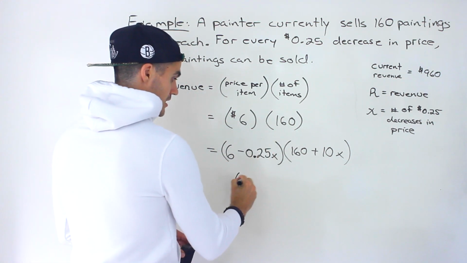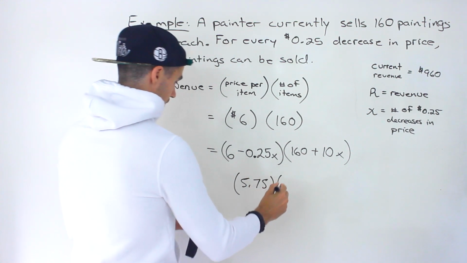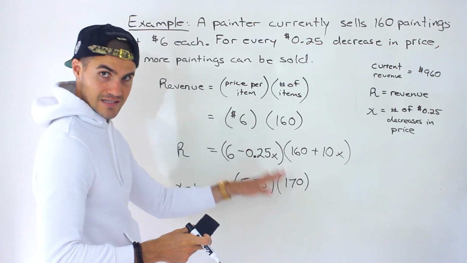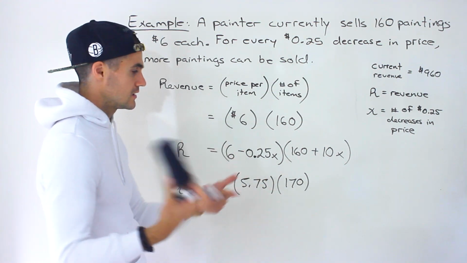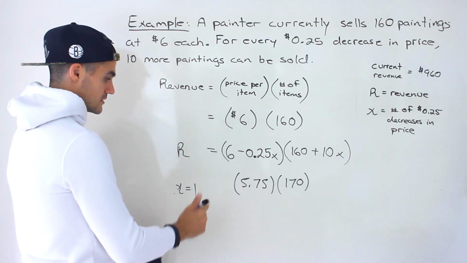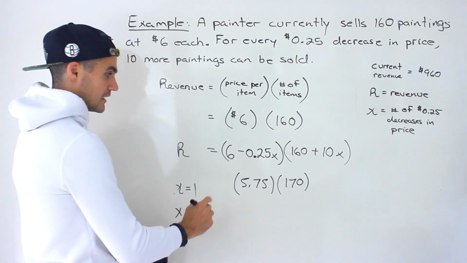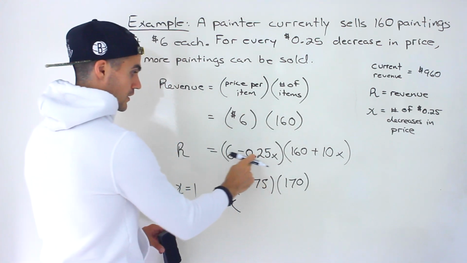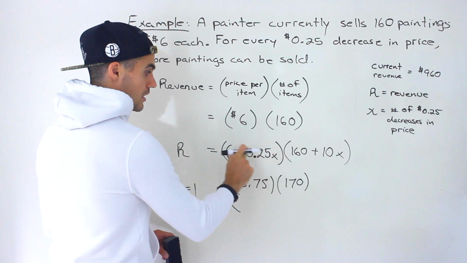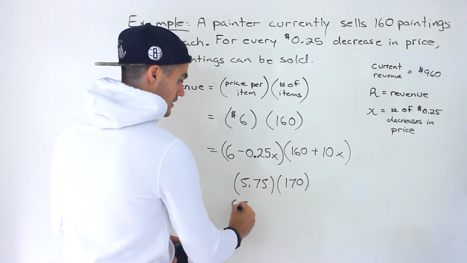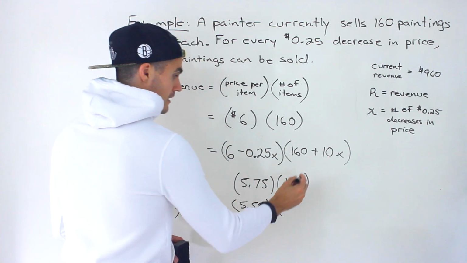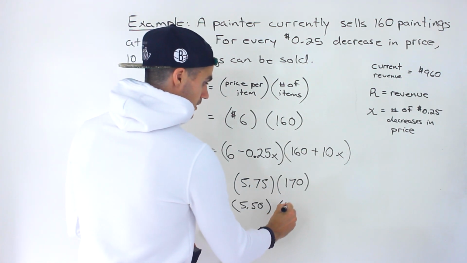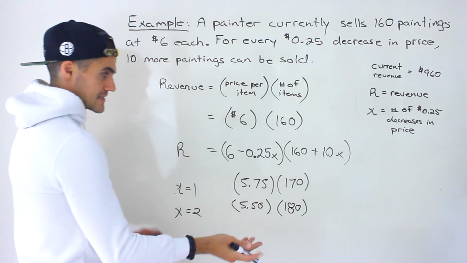Notice when x is equal to 1, the price is going to be 5.75. And if we plug in 1 over here, we end up with 170, which are the numbers we had listed before when we did it intuitively. Now I'm showing you how it relates to the equation. If x is 2, meaning there are 2 25-cent decreases in price, 6 minus 0.25 times 2 is like 6 minus 50 cents, so the price is 5.50. If we plug in that same 2 over here, 10 times 2 is 20, and 160 plus 20 gives us 180, etc.